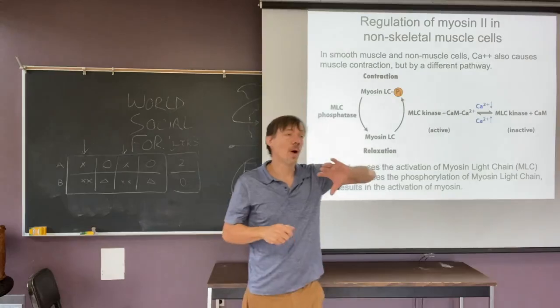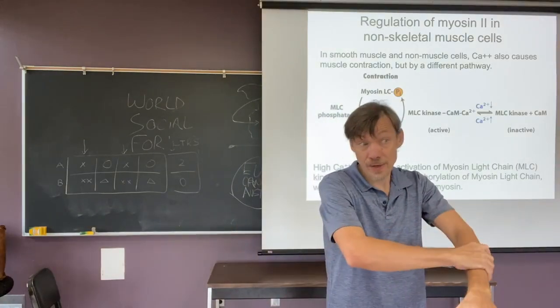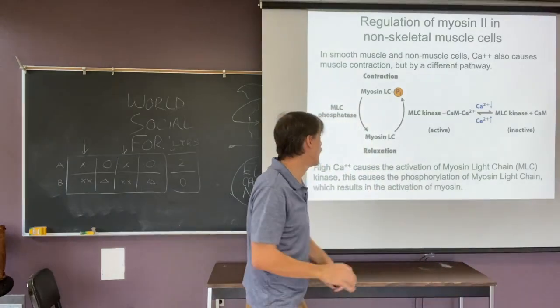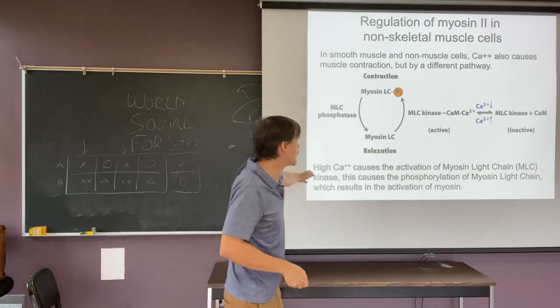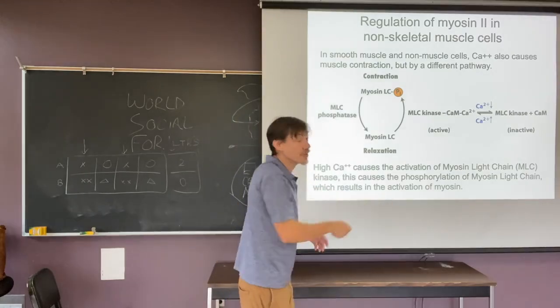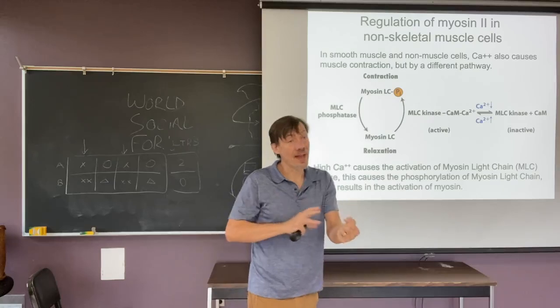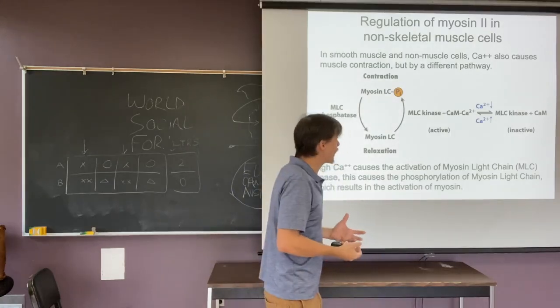And the way that it works is that high calcium causes the activation of myosin light chain kinase. And so on the neck of myosin, there's the essential light chain and the regulatory light chain. And what they're doing is they're stabilizing the neck. And when myosin light chain kinase gets activated, it leads to phosphorylation of myosin light chain. And then that stabilizes the neck of the myosin and it causes its activation.